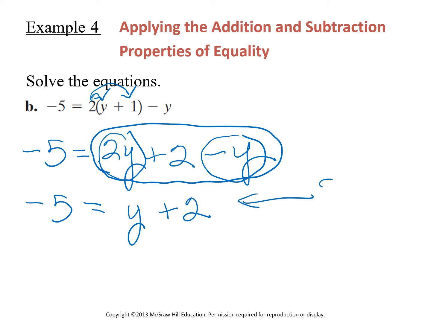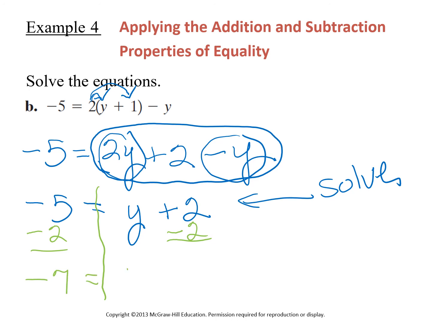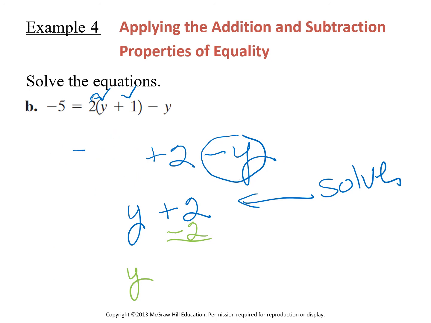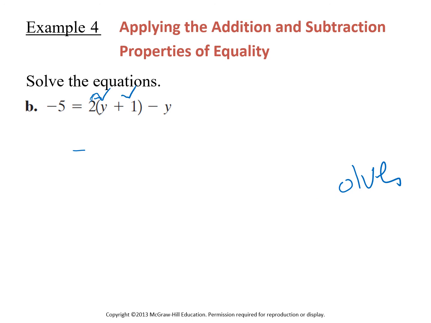And at this point, I'm ready to solve my equation. It will take one step to solve the equation. To get y by itself, I'm going to subtract 2 from both sides of the equation, and negative 7 equals y is my solution. Now I want to check my solution, y equals negative 7, by plugging it into the original equation.